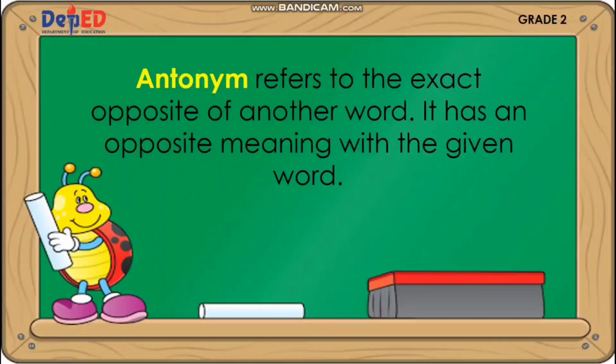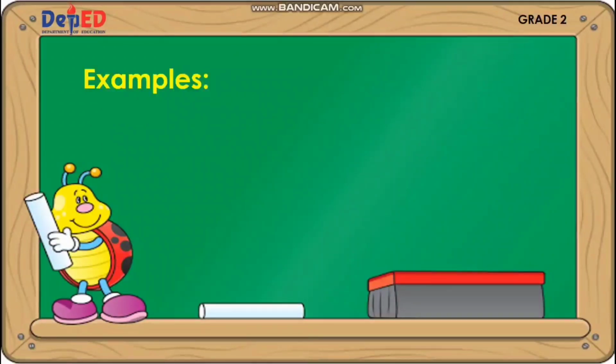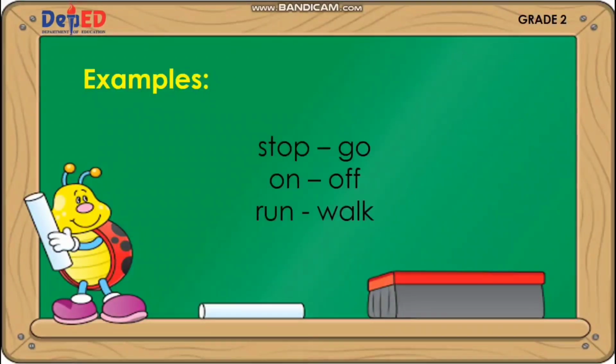Next, antonym. Antonym refers to the exact opposite of another word. It has an opposite meaning with the given word. Like for example, stop, go, on, off, run, walk.